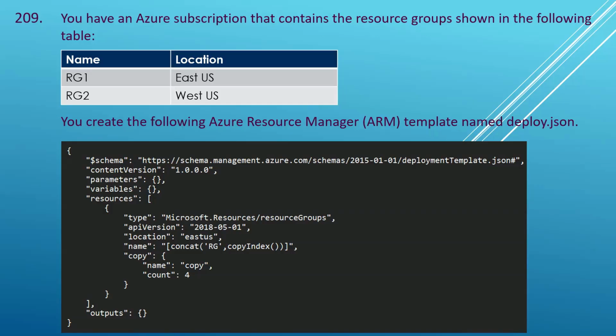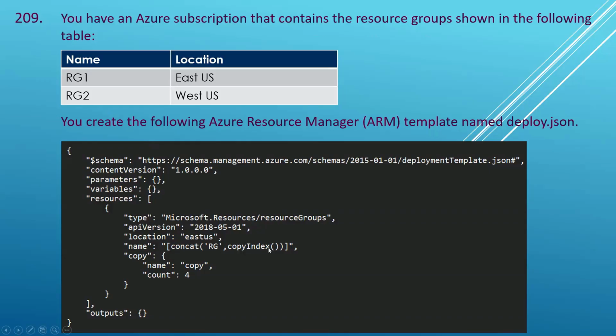Let's try to understand the ARM template. In the resources section, in the types, you see Microsoft.resources/resourceGroups. That means this template is going to create resource groups. And the location of the resource groups would be East US. And when it comes to name, they are trying to concatenate things. Basically, concatenate means they have defined a few things and they are trying to combine them to each other. Now, in the name, the first thing that is getting concatenated is RG.